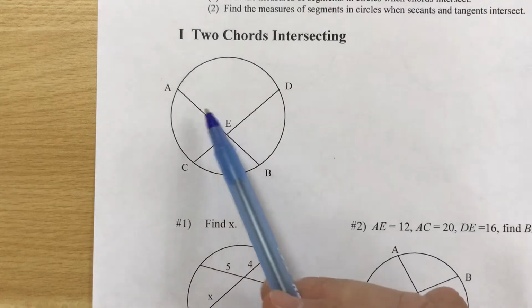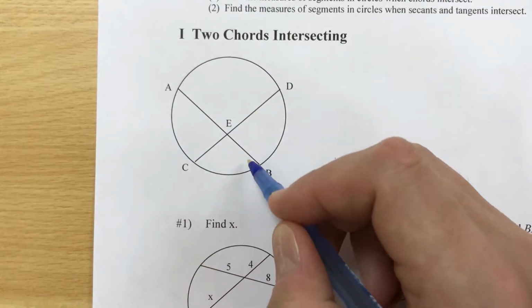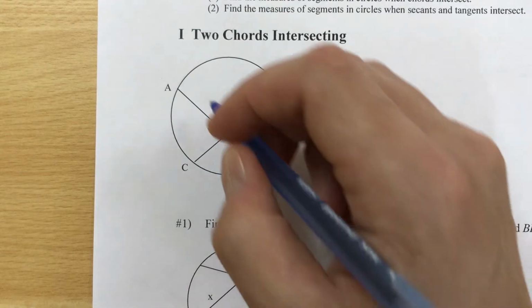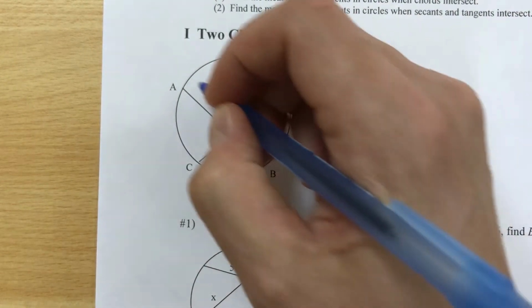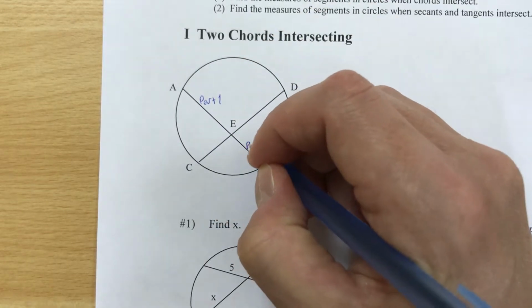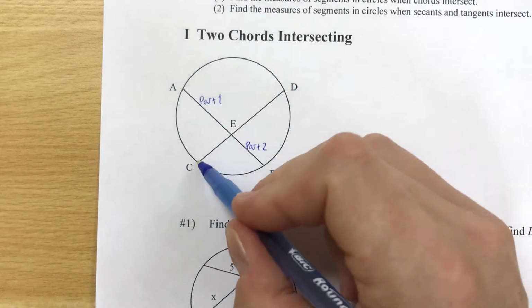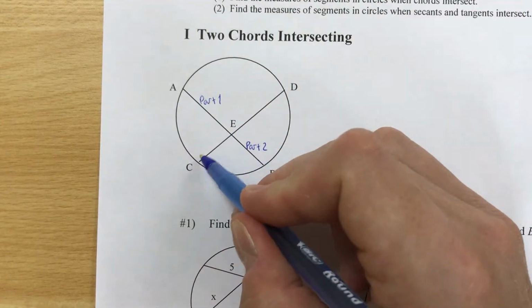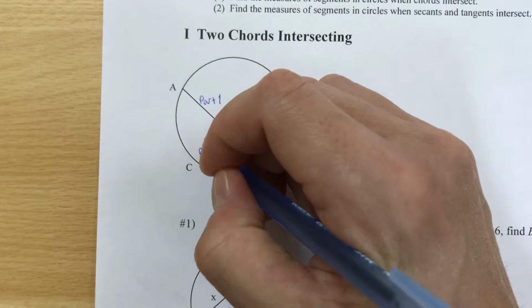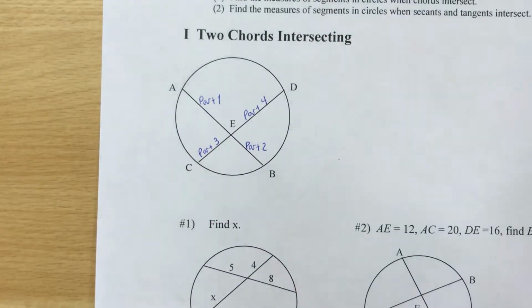So what's going to happen here is I'm going to label these pieces here. So AE and EB are parts. I'll call them part one and part two, from the same chord. And then for CD, when it gets intersected, it creates part three and part four.